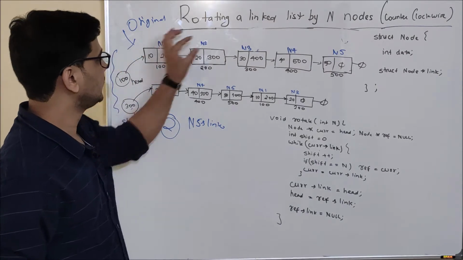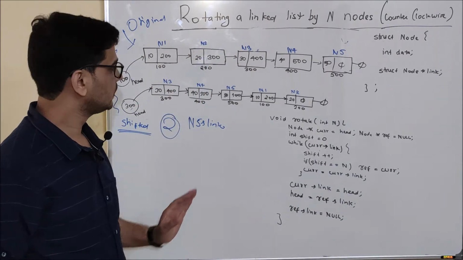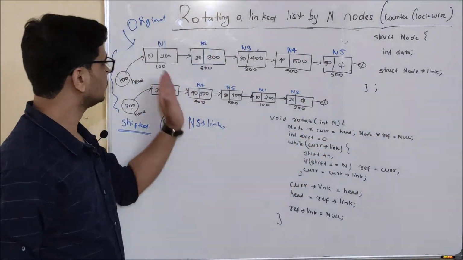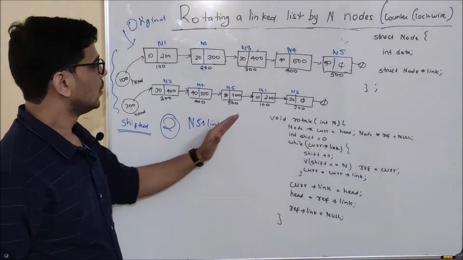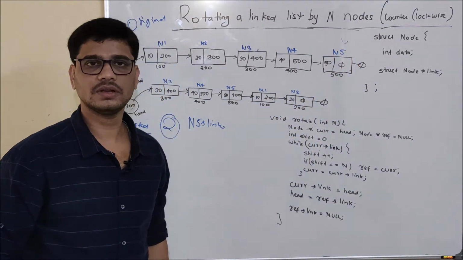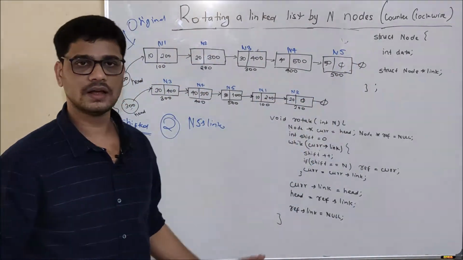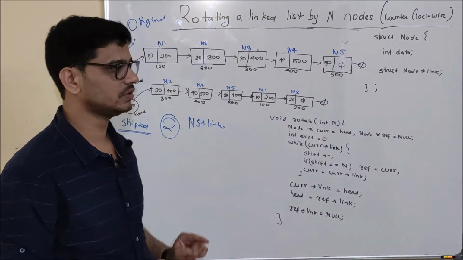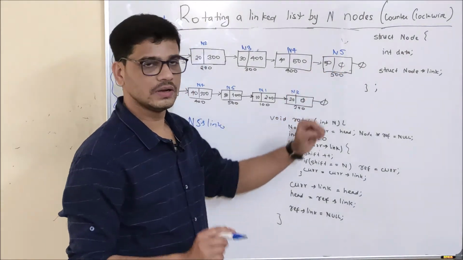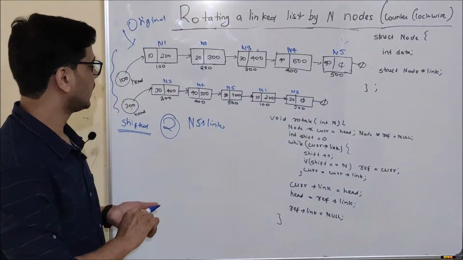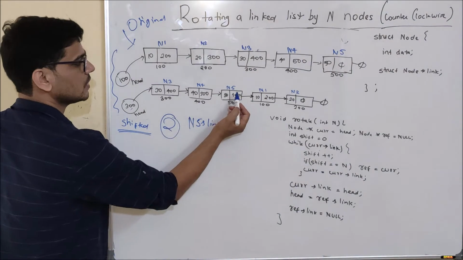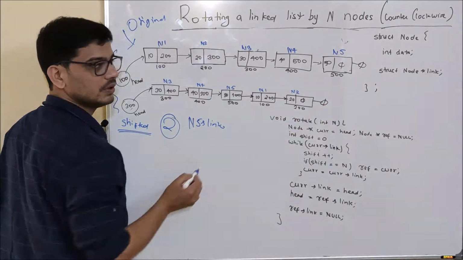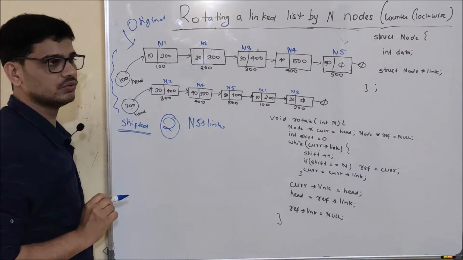So head should be pointing to the third node, and then the second node will become the last node, as node 1 will be after the fifth node. The second node's link pointer should point to a null location, and node 5's link part should point to node 1. These are the changes here: node 5's link part is pointing to node 1, node 2's link part is pointing to null, and head is pointing to node 3.